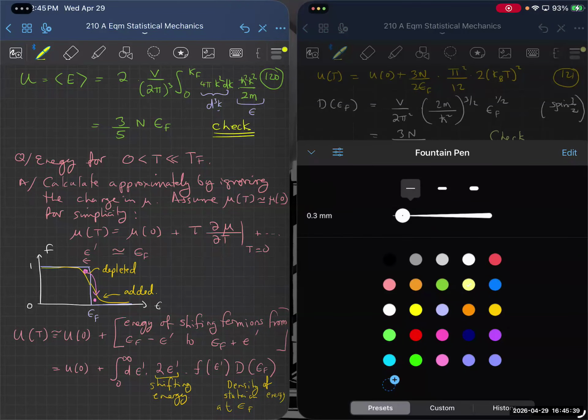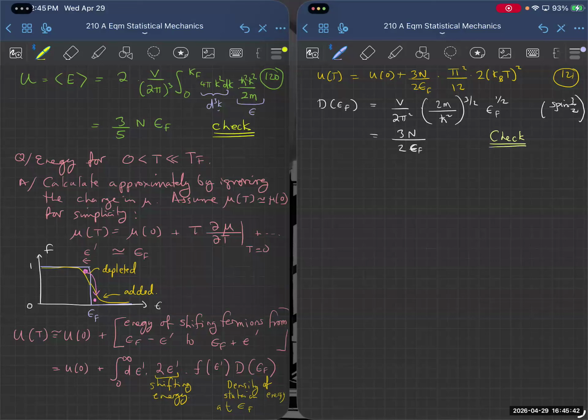And how did I do the integral? So the integral is done like this. If I have this integral to do, D of epsilon F is just a number, so that comes out of the integral. F is the Fermi-Dirac distribution. So the actual integral I have to do is epsilon prime d epsilon prime times 1 over 1 plus e to the epsilon prime over kBT. That's the hard calculation I have to do.